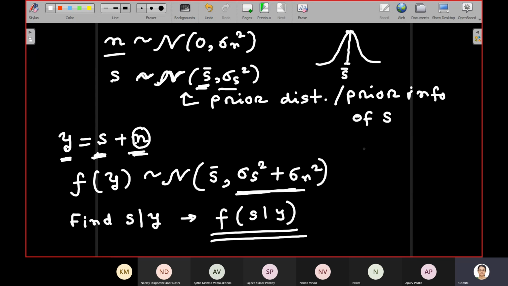Now, what is the PDF of y given S? What does it mean? So we are treating y as a random variable given S, meaning S is a deterministic quantity now.